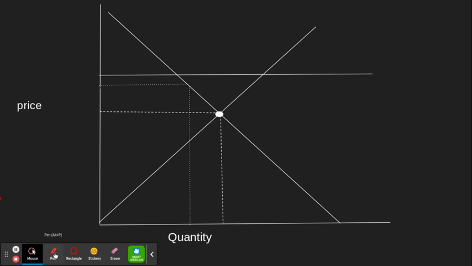This would in turn move the consumer surplus up, or making it less, and the producer surplus to here. This would also leave deadweight loss found here.